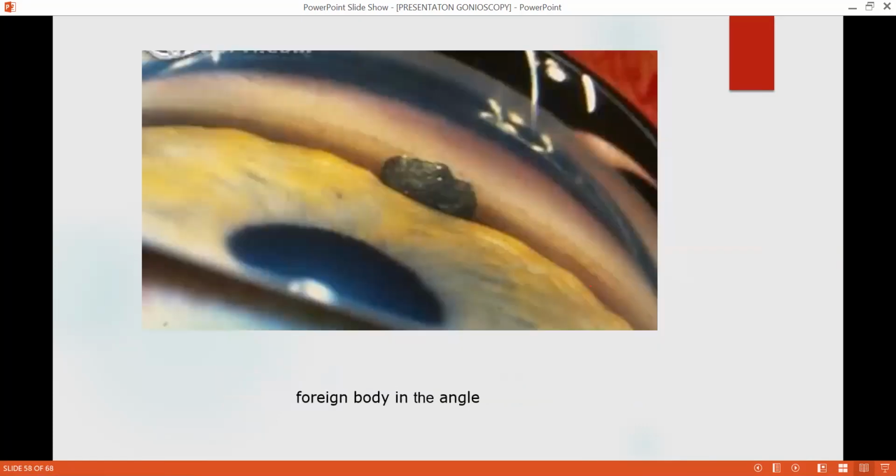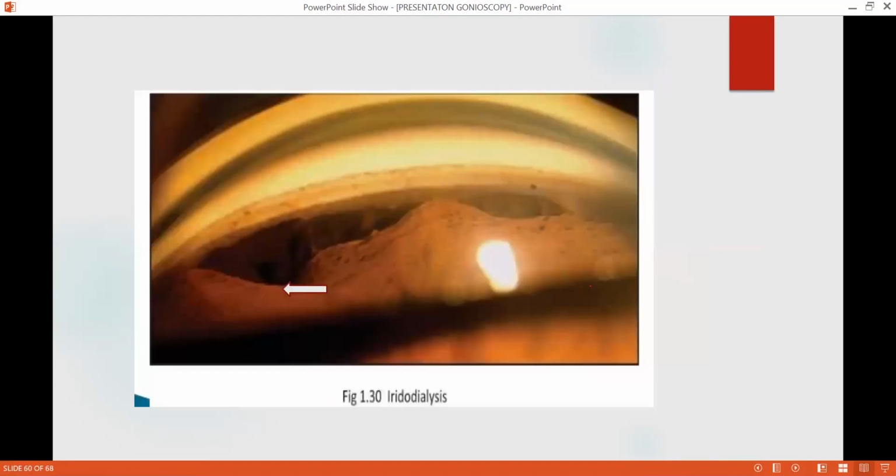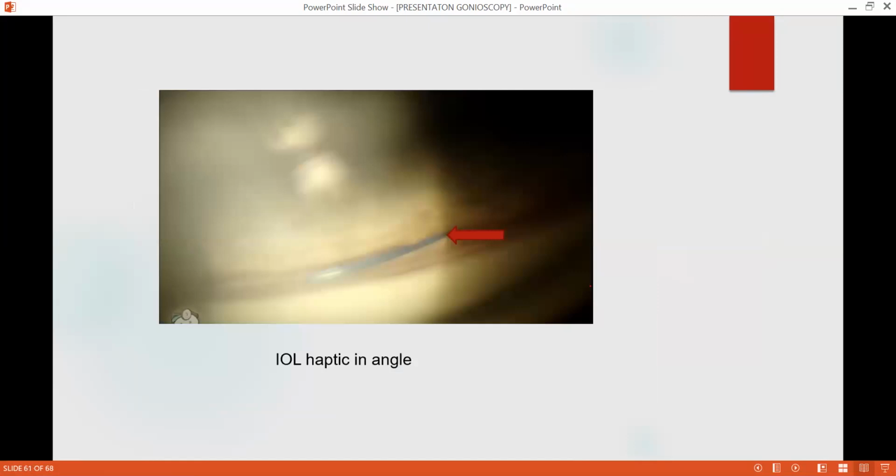This is a metallic foreign body lodged in the angle, seen on gonioscopy. It is a microhyphema, blood in the angle after ocular trauma. This is a photograph of iridodialysis. You can see the root of the iris is torn from the ciliary body, and you can see a wide ciliary body band here. In cases of anterior chamber IOL, you can see the haptic of the IOL in the angle. The red arrow indicates the part of the haptic seen in the angle.